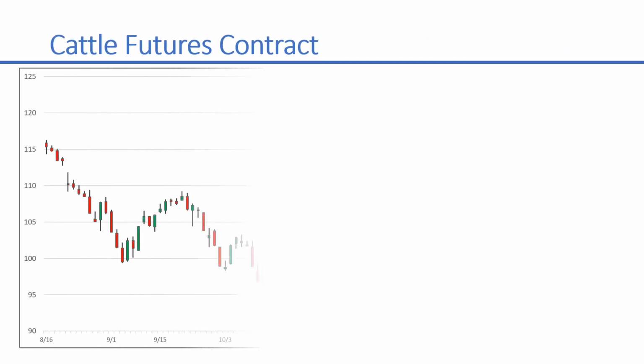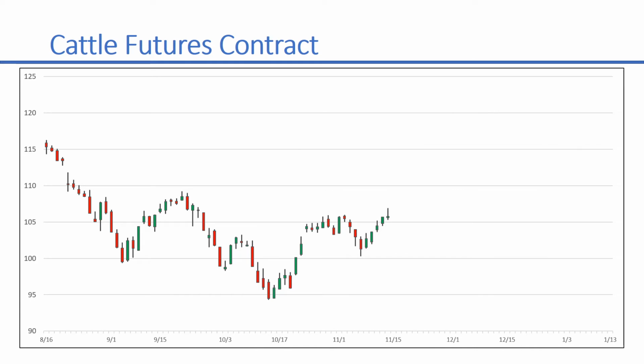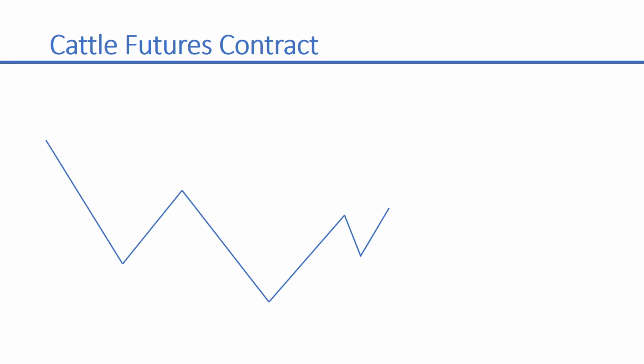Let's look at the cattle futures contract for an example of an inverse head and shoulders pattern. This activity occurred in late 2016. We start by identifying key swing highs and lows. These can be located from visual examination or can be programmatically computed. We'll clear away the price candles for a moment to get an uncluttered view of the pivot points. We'll bring these candles back later.